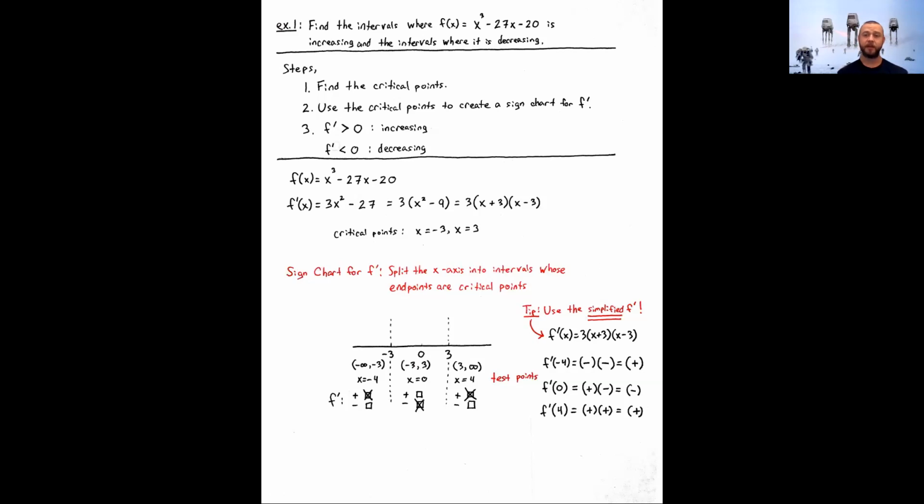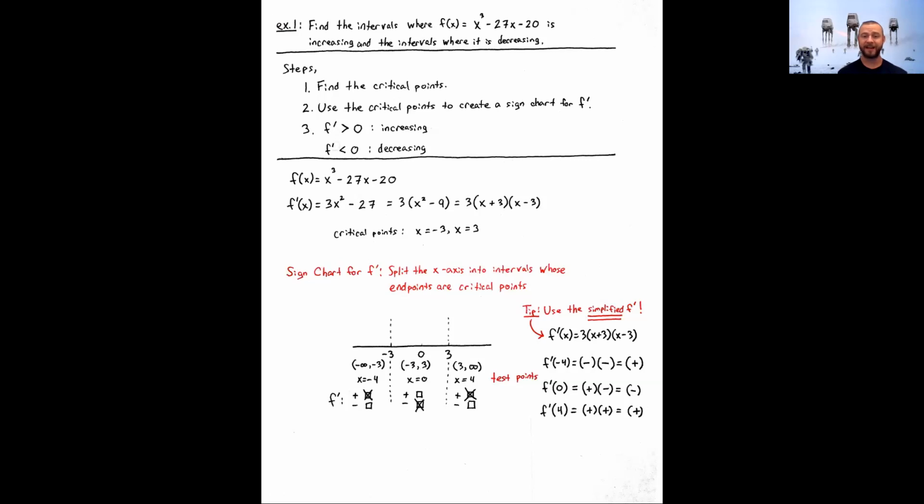Now, a nice little tip is if we were to plug in those test points to our unsimplified derivative, 3x squared minus 27, plugging in 4 and -4 could lead to a really tedious order of operations calculation. That shouldn't be difficult, but we can actually save ourselves some time by plugging these test points into the simplified expression for the first derivative. In other words, we're going to plug in these test points to the factored derivative 3 times (x plus 3) times (x minus 3). This actually becomes a legitimate shortcut, a true time saver, if we don't worry so much about getting the precise output value of the derivative, but rather just determining the sign, positive or negative.